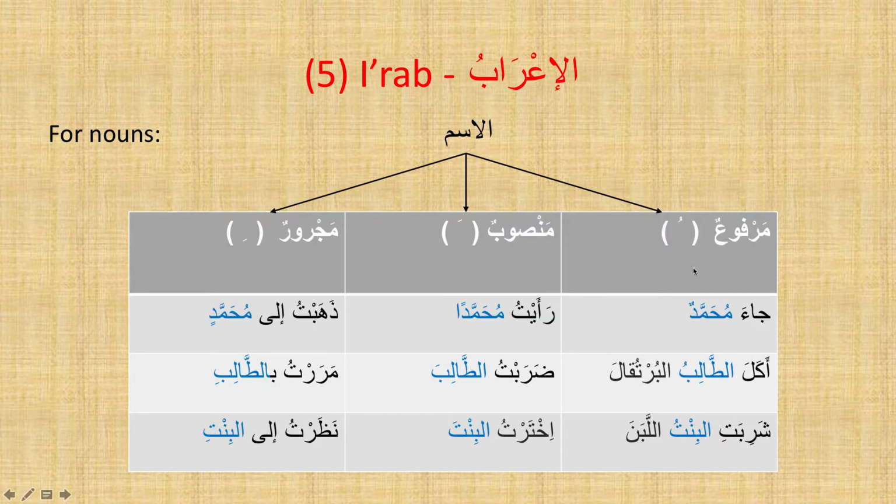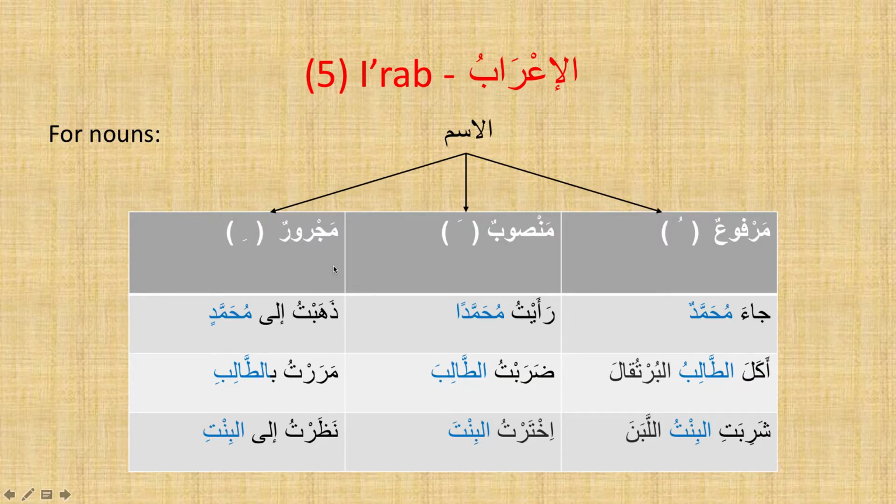So some examples of when an ism is marfu' are shown here. جاء محمد, as you can see the dhamma here. أكل الطالب البرتقال. شربت البنت اللبن. You can see all of these nouns end with a dhamma. Now ism mansub, here are some examples. رأيت محمدا. ضربت الطالب. اخترت البنت. All of these nouns end in a fatha.